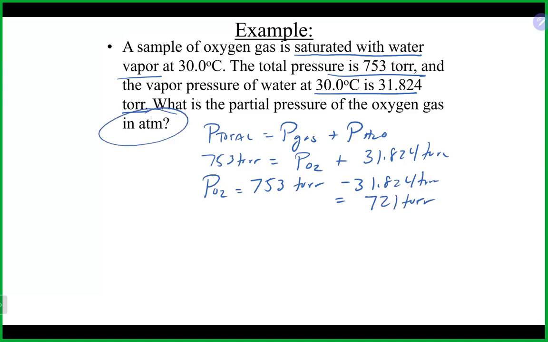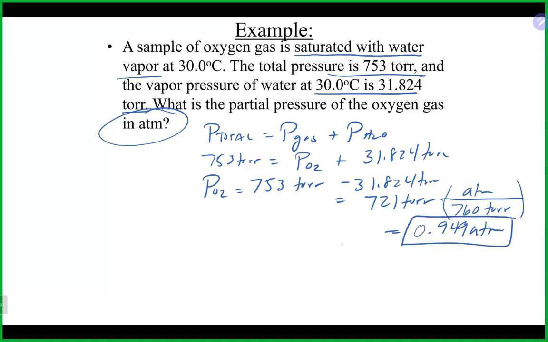Remember, though, that we do want it in atmospheres, so we can use our 760 number to convert. 760 torr is an atmosphere. So we'll take our 721 divided by 760, and we'll get 0.949 atmospheres. Again, this would be our partial pressure of oxygen. This is sometimes referred to as the pressure of dry oxygen gas, subtracting off the water's contribution, which we're really not interested in, as it's just a byproduct of how we collected the gas. Any questions on that one there?